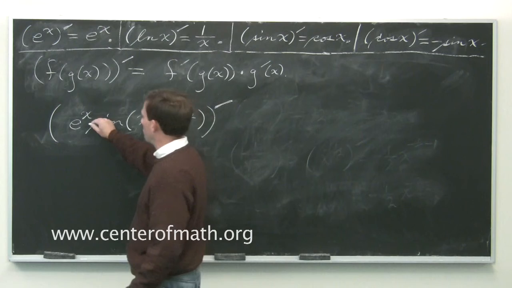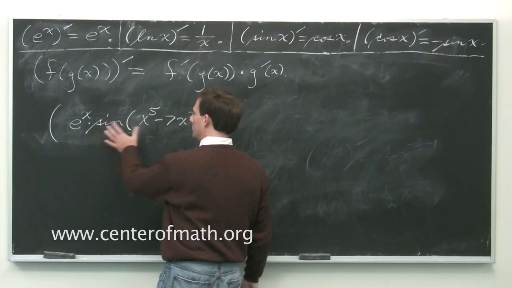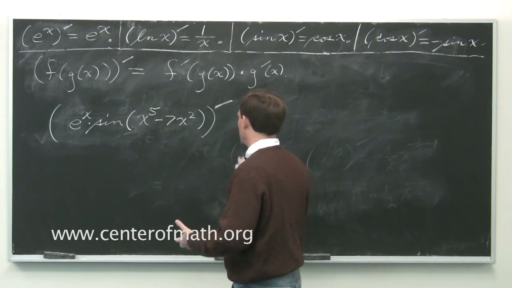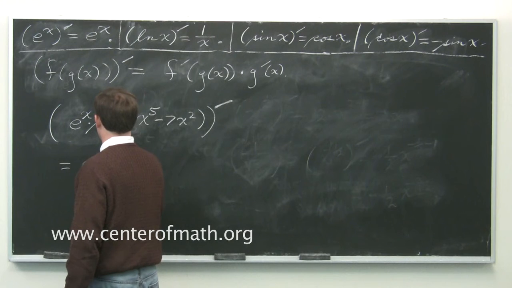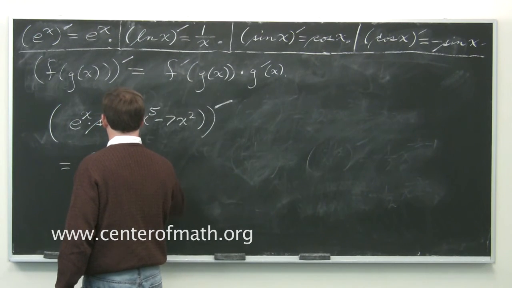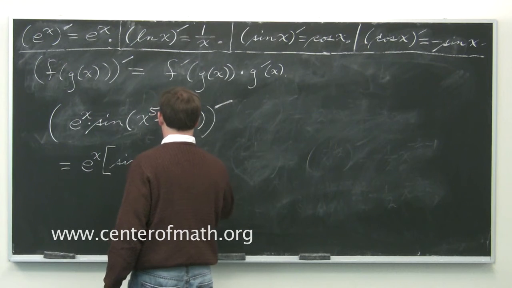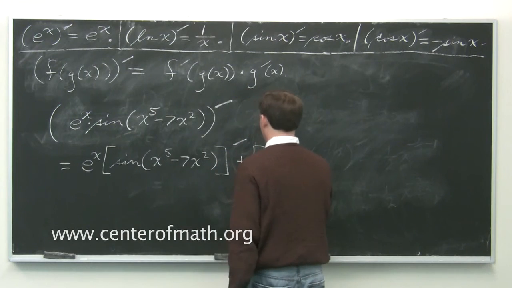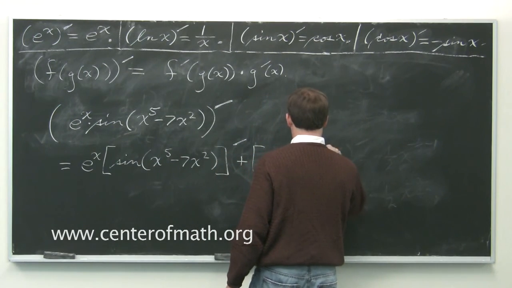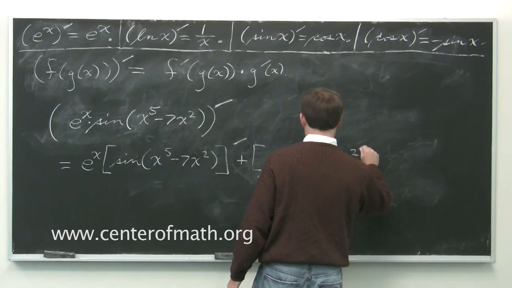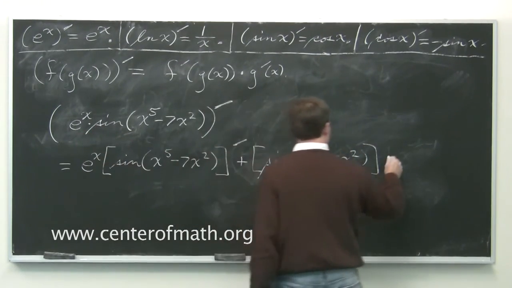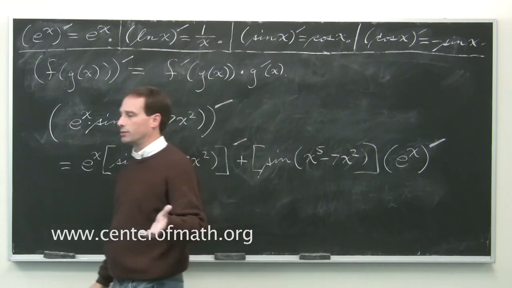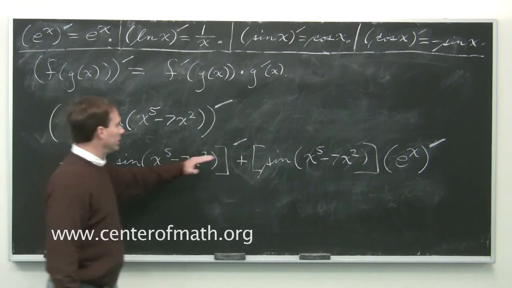So this is the product of two functions. It's e to the x times the sine of x to the 5th minus 7x squared. So you can use the product rule on this. It is the first thing times the derivative of the second, plus this whole second thing, the sine of x to the 5th minus 7x squared, the second thing times the derivative of the first. All right, so that's made our problem slightly easier. But now you have to calculate these two derivatives.